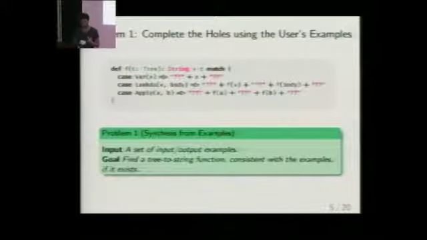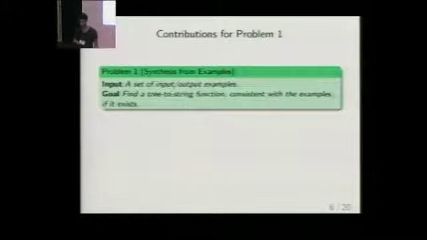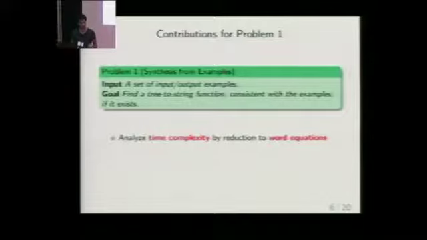So the first problem that we look at is generating these functions from input-output examples. And you can see that the only unknowns from these functions are the constants that you put in here. So these are strings, and these are the unknowns that we want to find. We want to find these strings so that we are consistent with the examples given by the user. And the contribution that we have for this problem is finding the exact time complexity that it takes to solve the problem. And we do this by reduction to and from word equations. I will give more details later about this, because we have several contexts in which we analyze the complexity.